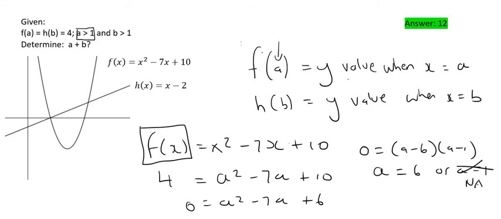Then we'll do the same approach using this straight line graph. I'm just going to squeeze it in the corner here. So we know that h of x is equal to x minus 2, and they tell us that when x is equal to b, then the y value is equal to 4. So we're going to go 4 is equal to b minus 2, so b is equal to 6. So both a is 6 and b is 6.